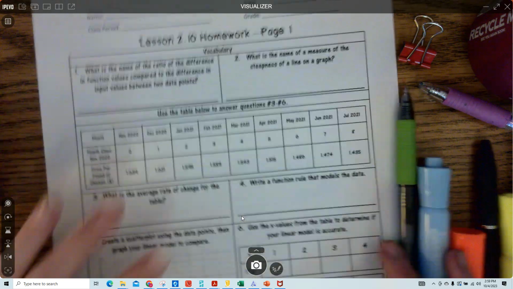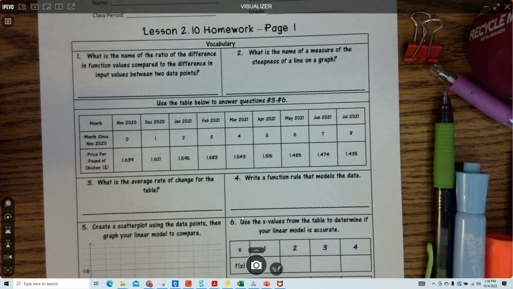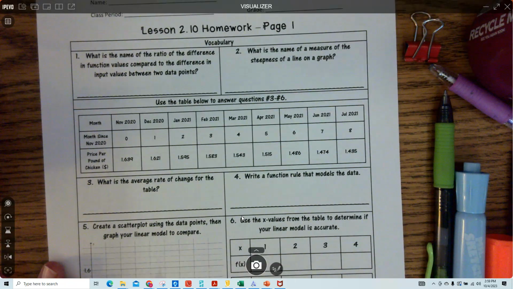All right, this video is for the lesson 2.10 homework. We're testing how accurate a linear model is using different representations. So today we're going to test how accurate our linear equation is, like using a scatter plot.